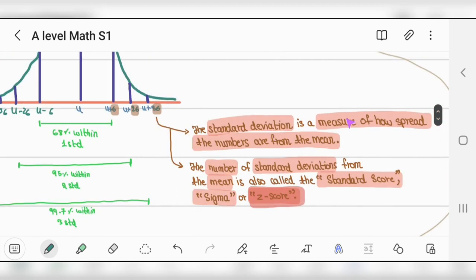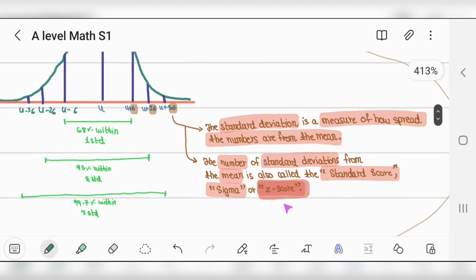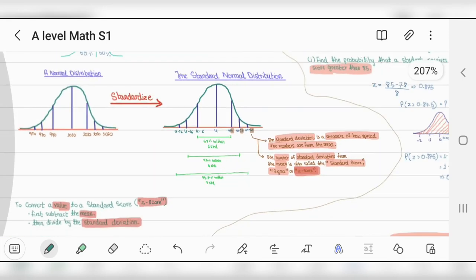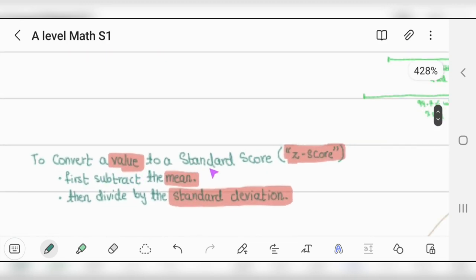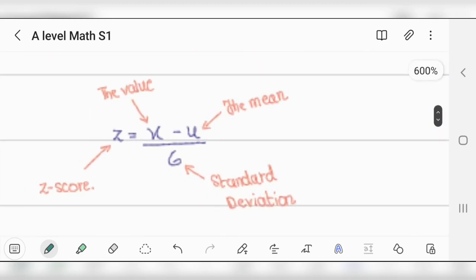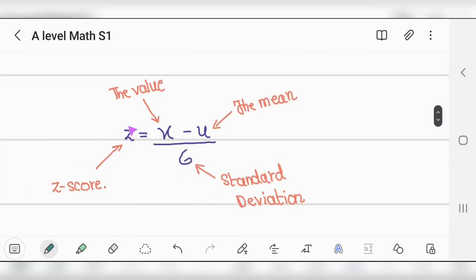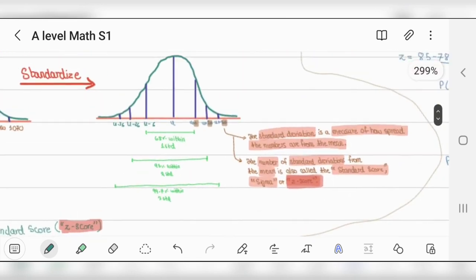The standard deviation is a measure of how spread out the numbers are from the mean. The number of standard deviations from the mean is also called the standard score, sigma, or z score. It's more popular as z score. To convert a value to a standard score, first subtract the mean, then divide by the standard deviation, as you will use this formula. This is a z score, which means this is how you take the standard. These are all z scores actually.